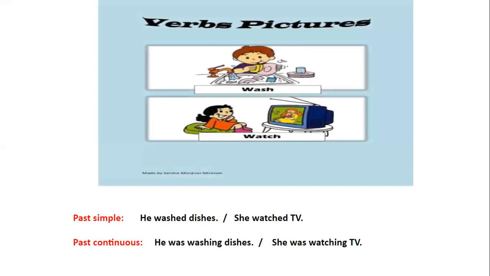We have the verb pictures, wash and watch. For past simple, he washed dishes. She watched TV. Past continuous, he was washing dishes. She was watching TV. These are examples for the tenses of the verb, just a brief recap from your previous years that you've learned.